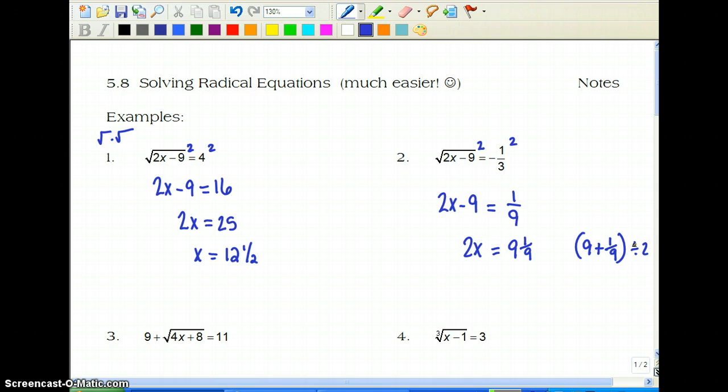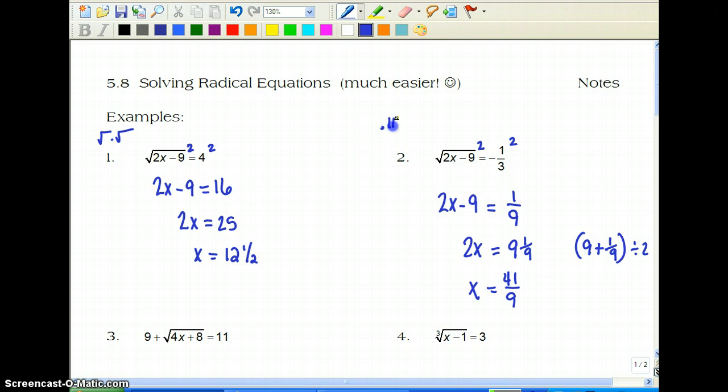So 9 plus a 9th divided by 2 gives you 41/9. So let's see if that's the right answer. Take your calculator. You've got the 41/9 on there because you just found that. Multiply it by 2. You get 9.11111. Subtract 9. Just keep typing it on your calculator. Don't worry about the decimal. You get 0.11111. Now I need to take the square root of that.